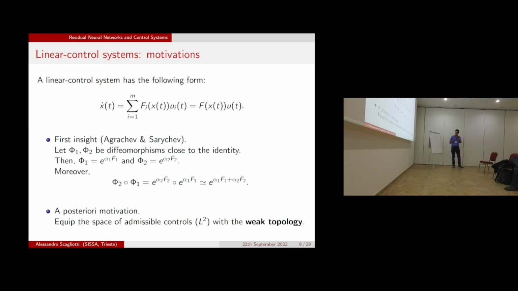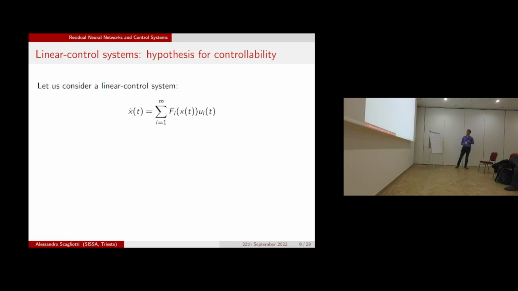The a posteriori motivation is that we can keep the space of admissible controls with the weak topology. If we consider L2 weakly convergent sequences of admissible controls, we end up with strongly convergent flows with respect to the C0 norm on compact sets. This is theoretically, from what I have seen, the main, strongest reason. This is no longer the case if you are nonlinear with respect to the control. This last statement is completely false. Okay, so now I'm introducing controllability.